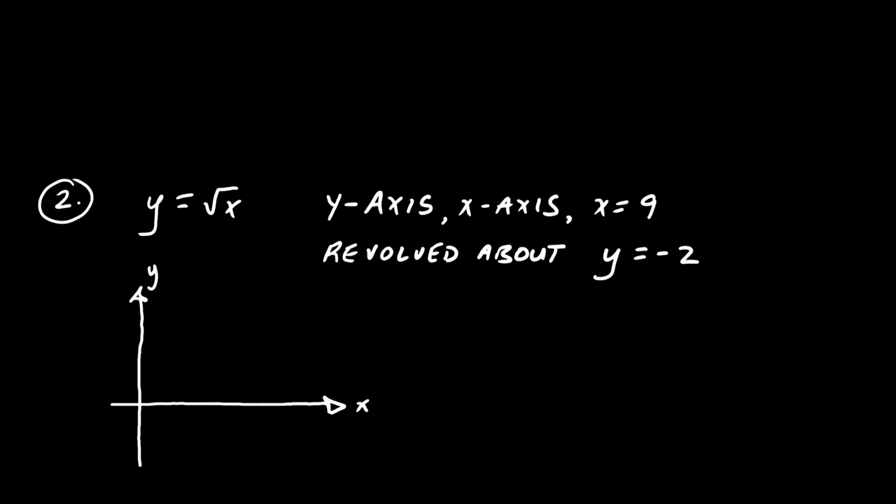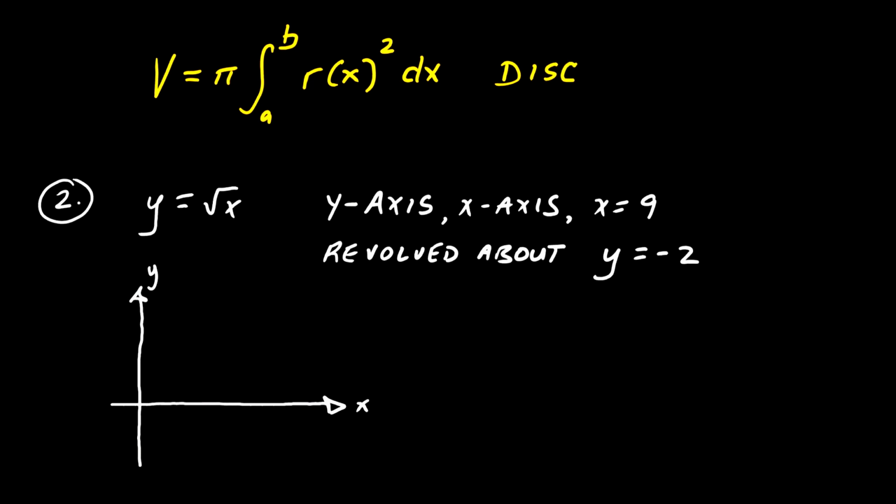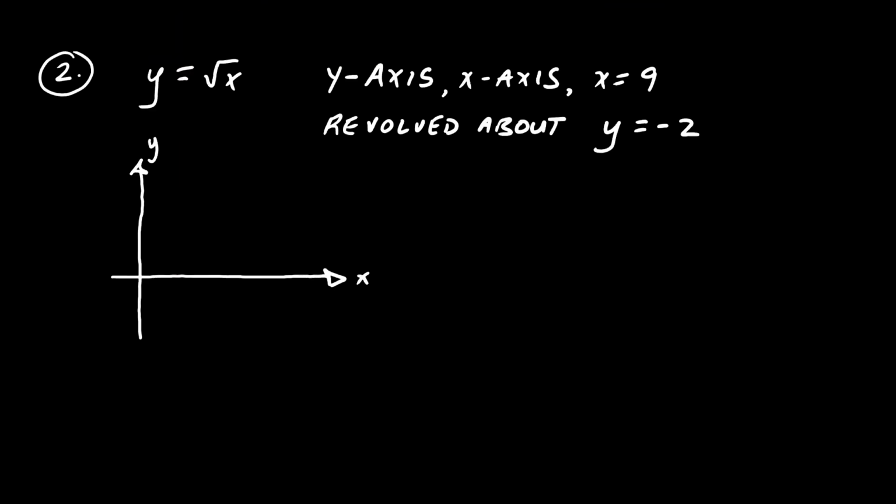But what I want to point out to you is really we just have a general formula that says V equals pi, the integral from a to b of whatever our radius is, and we're keeping this in terms of x, squared dx. This is the idea of a disk. But what we're going to notice in this example is that there's a gap. We're going to have to modify this slightly and look at the idea of a washer. So let's take a look.